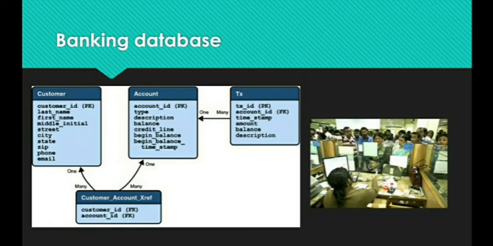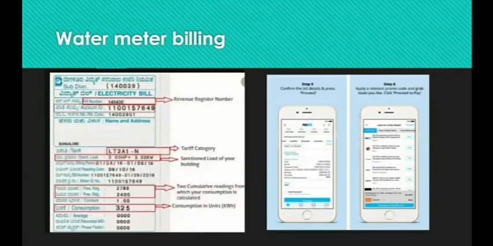The next is water meter billing. In every bill there will be an RR number and all other account details of the customer, right? So this RR number and all the details are stored in the database and that can be connected to the server. So whenever a user wants to pay online, they can fetch the details by using this RR number and other account details.